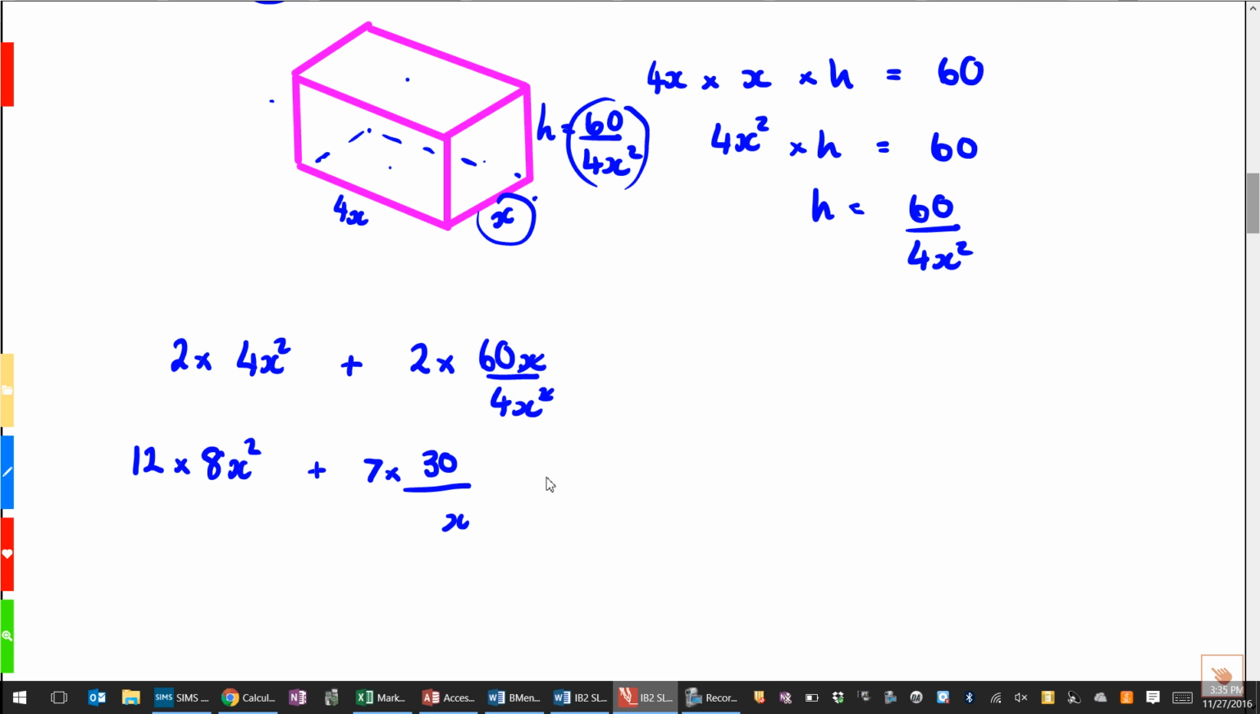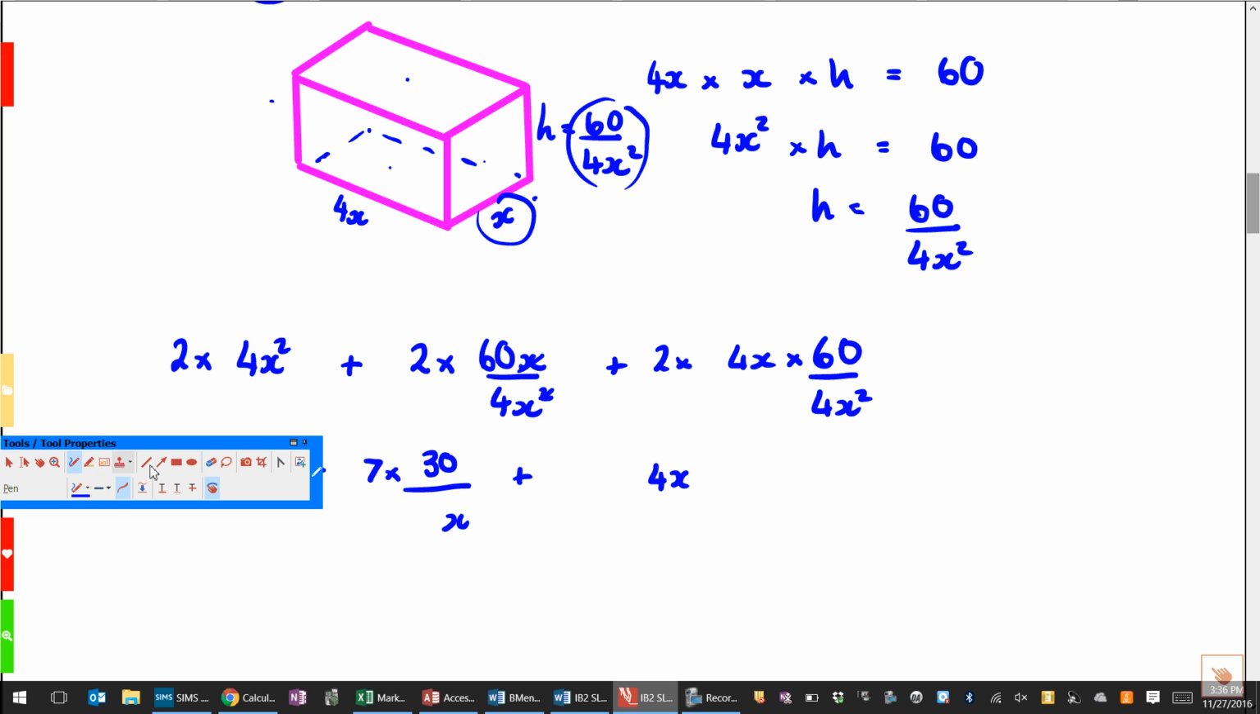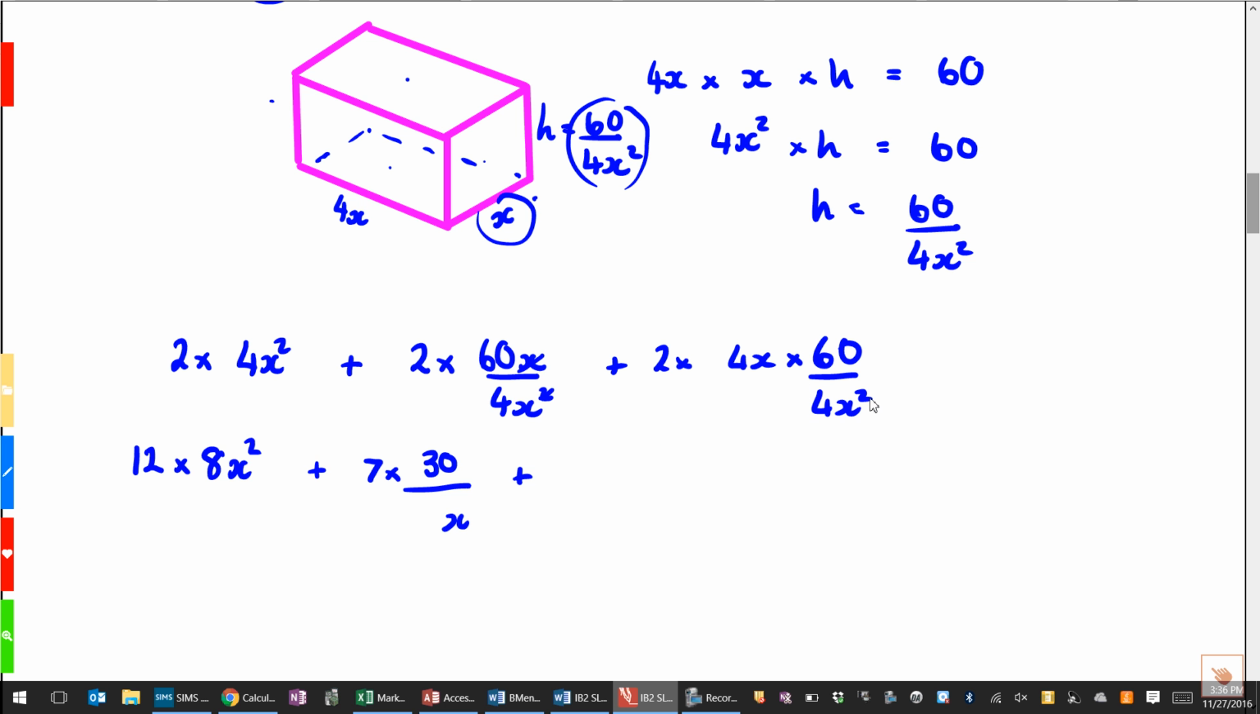And of course then I've got the other longer sides, so that will be plus 2 lots of, again, 4x times 60 over 4x squared this time. Now, this one is a little bit easier to simplify because the 4x cancels with the 4x squared, so I'm left with only the x. So then I've got 2 lots of 60 over x. So again, that's 120 over x. And this time, again, it's 7 times that for the cost.